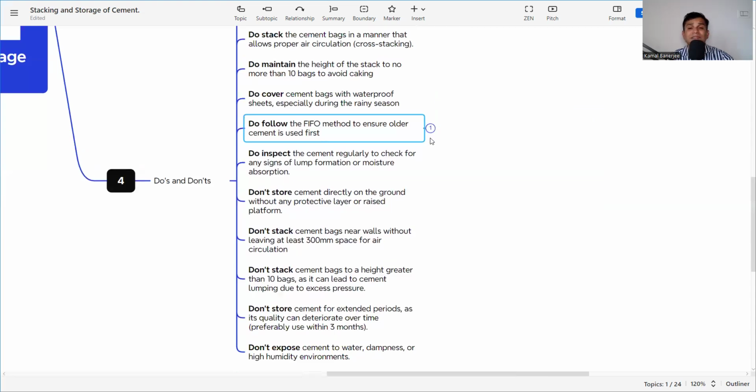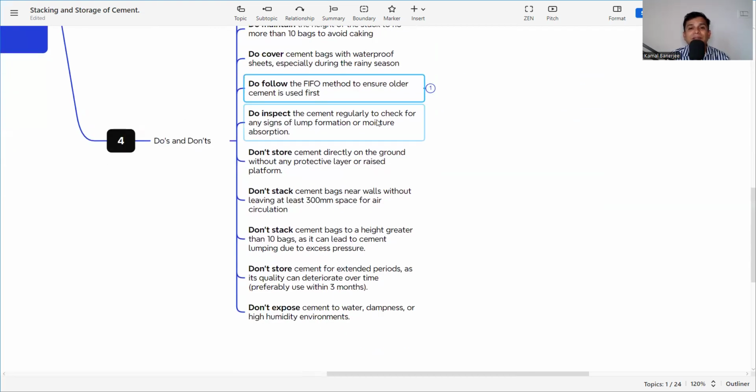That means whichever cement comes first, if cement is coming on the first of the month, the second, the third, whenever issuing, we should issue the first one. We should not issue the cement bag which we received on the second. So that is first in, first out, that is also mentioned. Then do inspect the cement regularly to check for any signs of lump formation or moisture absorption.